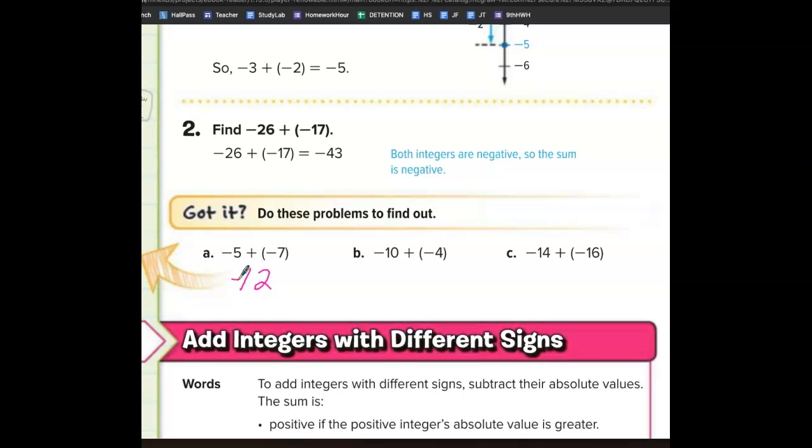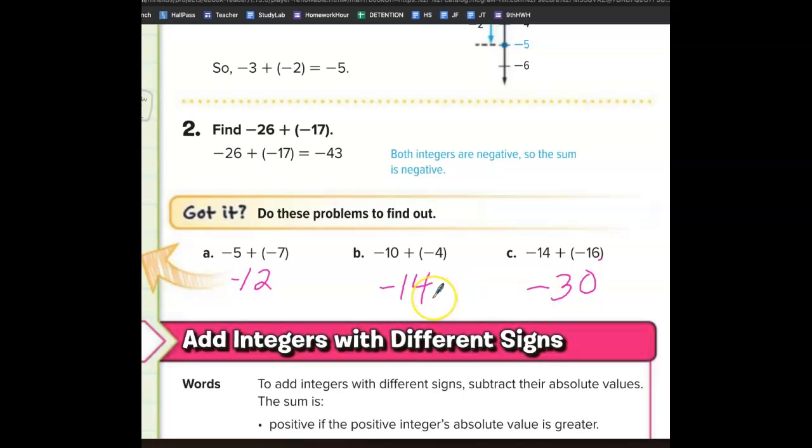What's 10 plus 4, Abigail? 14. And my sign is? They're both negative, so I leave it negative. Don't say minus. It's not minus, it's negative. Okay? Same sign or different signs? Same, so we find the sum. So we add them. What's 14 plus 16? 30. And my answer is? Negative. Questions on those?